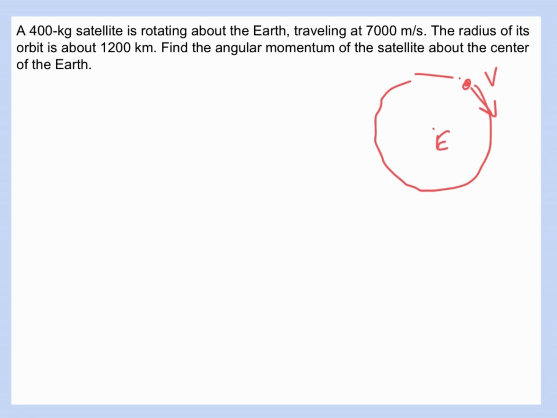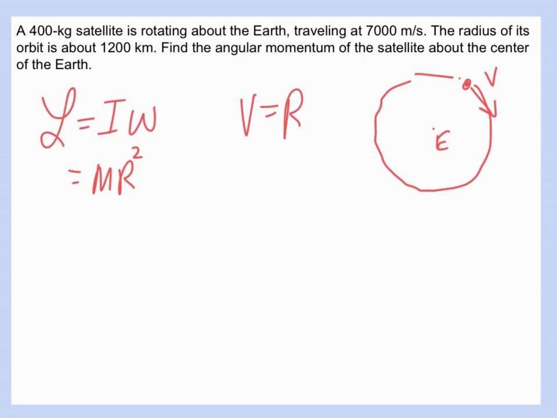Let's look generally at how we will deal with particles. So if we look at our formula I times omega for L, if we have a particle, I is going to be just mr squared, no fraction. And for a particle, typically we will not be given the value of omega. We will be given a linear speed. But recall that for rotation, v is equal to r times omega. So we can substitute v over r.